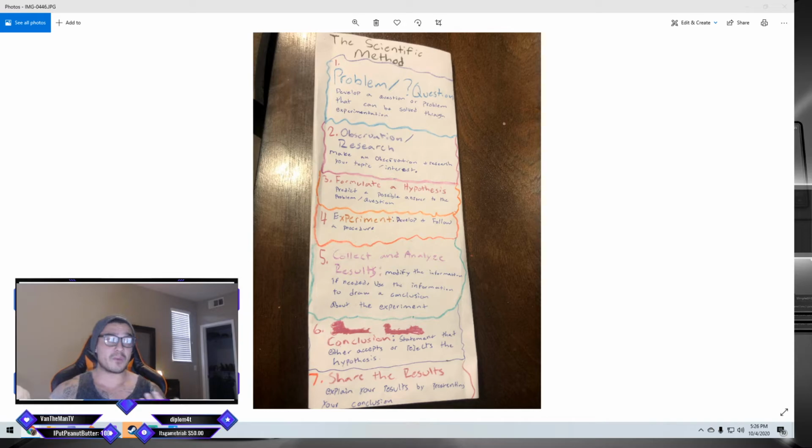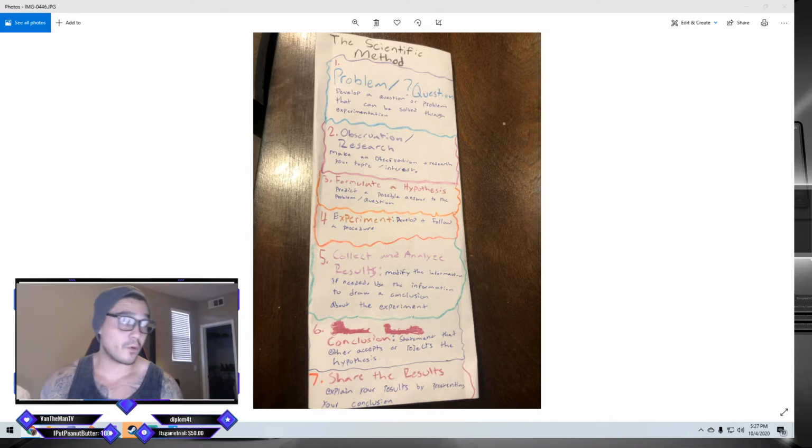You formulate a hypothesis, which is basically a prediction or a possible answer to the problem or question. Okay? So let's look at an example for a hypothesis. An example could be a gummy bear. A gummy bear was placed in water for 24 hours, and then it's well over twice the size. So my hypothesis would be, if the gummy bear were to be placed in water for 24 hours, then the gummy bear will swell up to twice the size.